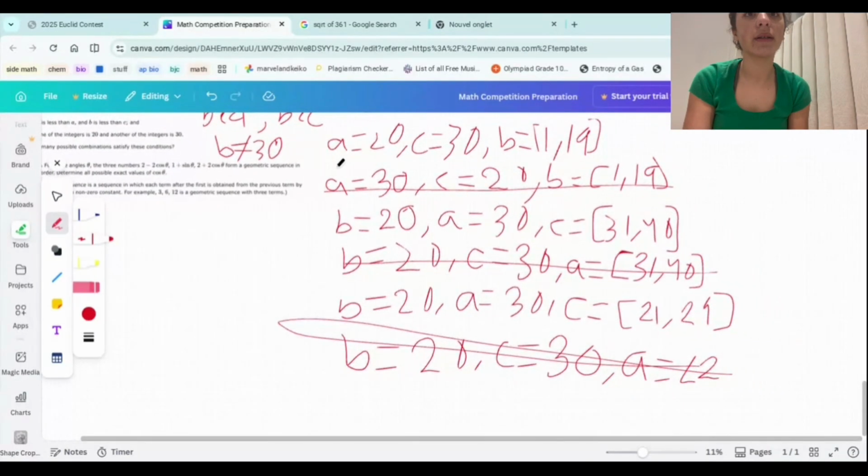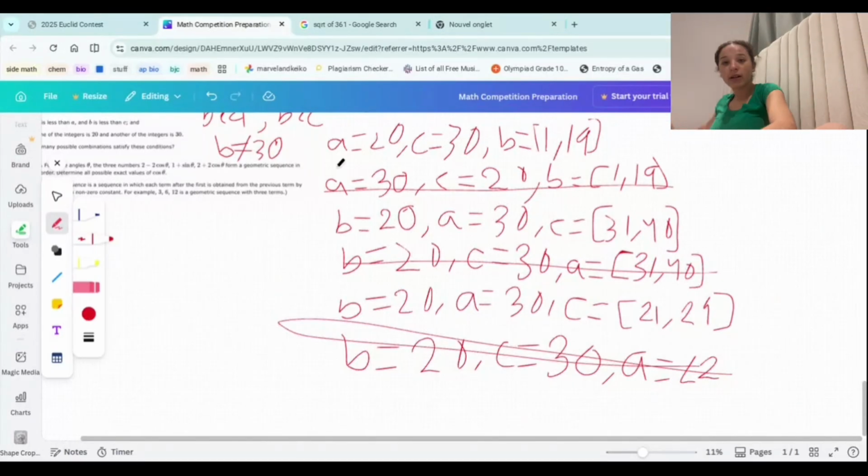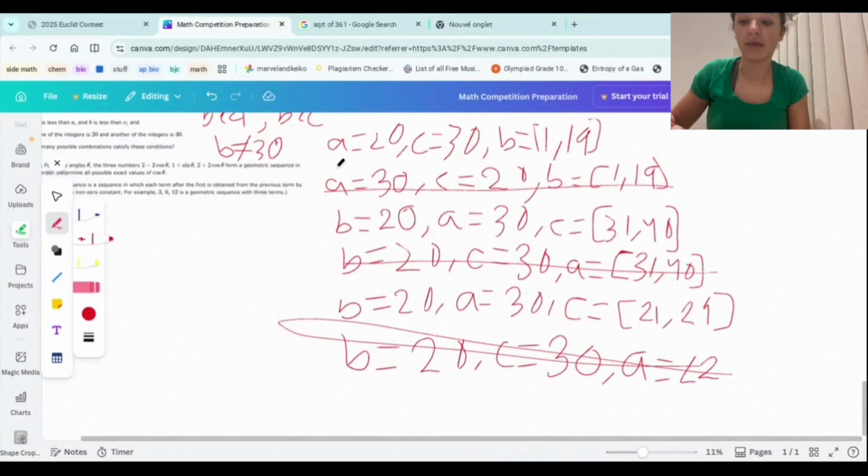And how many possible combinations satisfy this? Honestly, I'm tired of looking up Google Calculator each time, so I'm just going to use the calculator that I have.